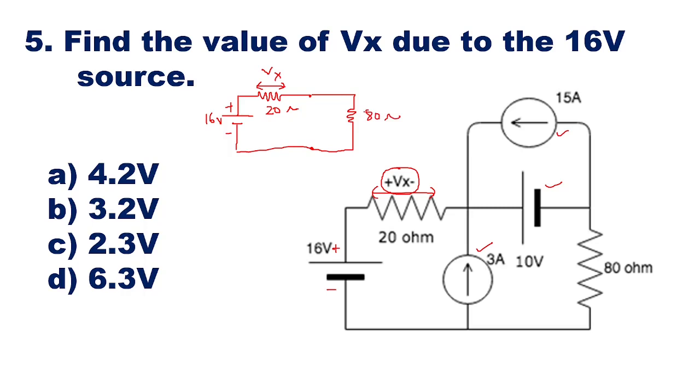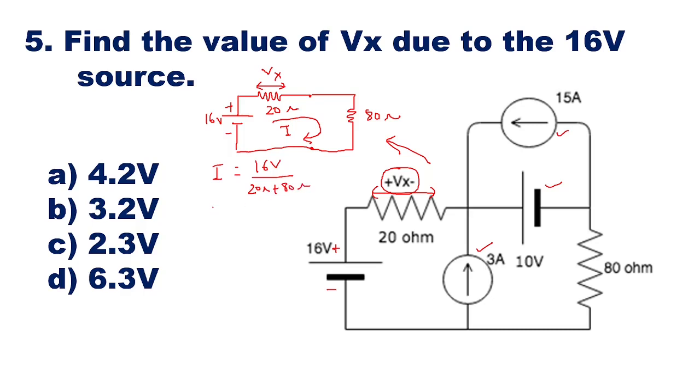Now this circuit will be reduced to so much if we have to consider only the 16 volt source. Okay, now we have to find out what is Vx, that is voltage across 20 ohm resistor with this 16 volt source. Okay, now first we will see what is the current through this. If you want to find out the current which is flowing through this loop, then we can find it out as current I is equal to voltage, that is 16 volt, upon resistance. Resistance is 20 ohm plus 80 ohm.